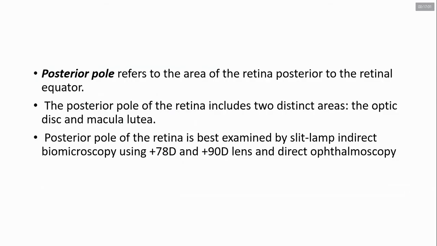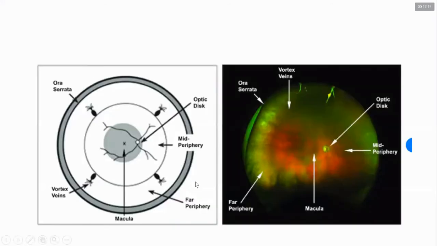Posterior pole refers to the area of the retina posterior to the retinal equator. The posterior pole of the retina includes two distinct areas, the optic disc and the macula. So I have told you the posterior pole includes the optic disc and the macula. So this is the posterior pole.